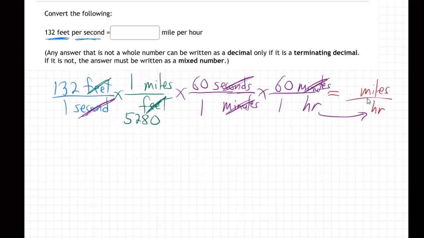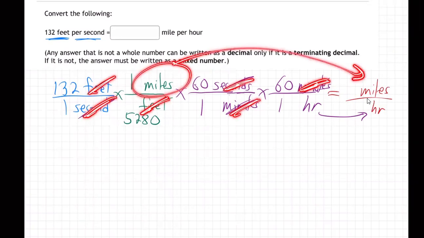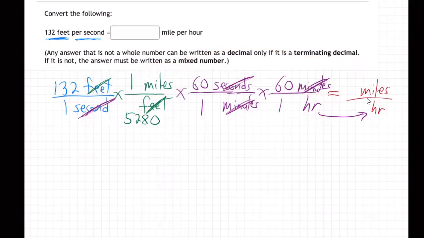And now we've arrived. How do we know? Well, look, feet cross cancel. Seconds diagonally cross cancel. Minutes are gone. What's left? Miles on the top, perfect. Hours on the bottom, perfect. We have changed to miles per hour. That's all that's left. Miles on the top, hours on the bottom.